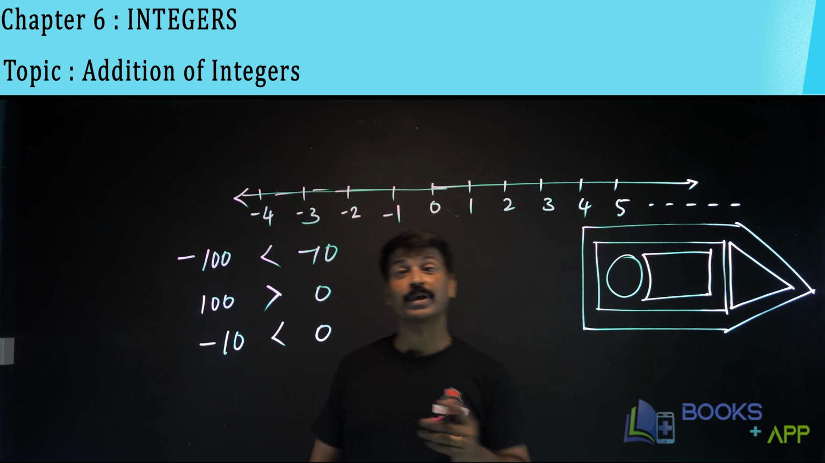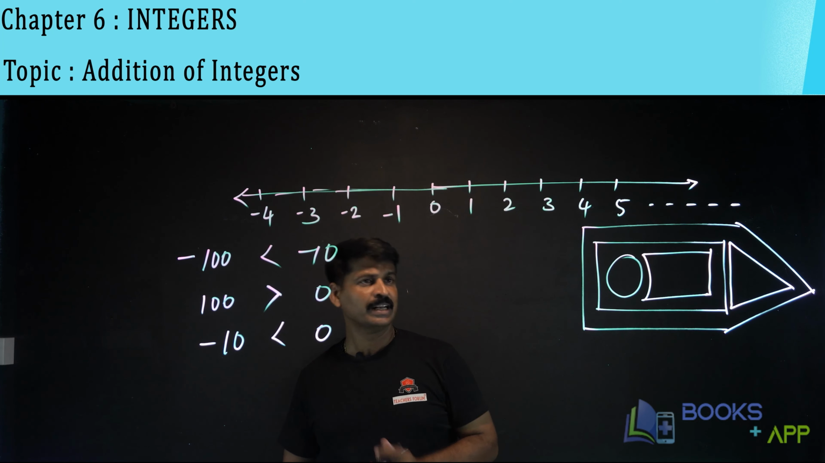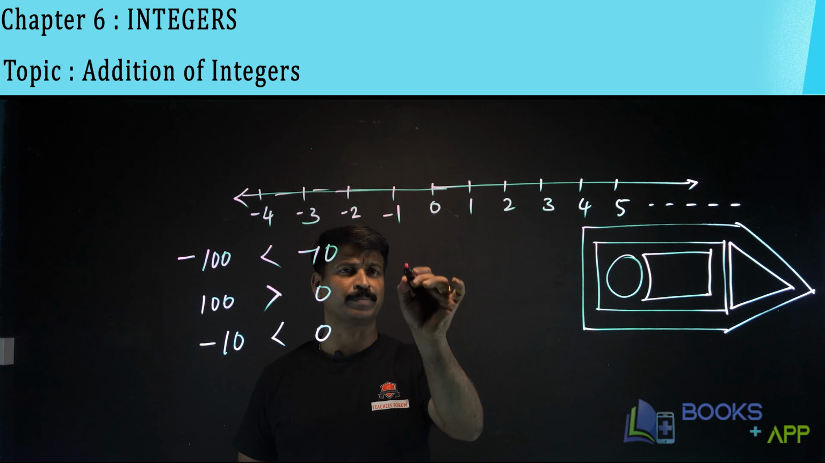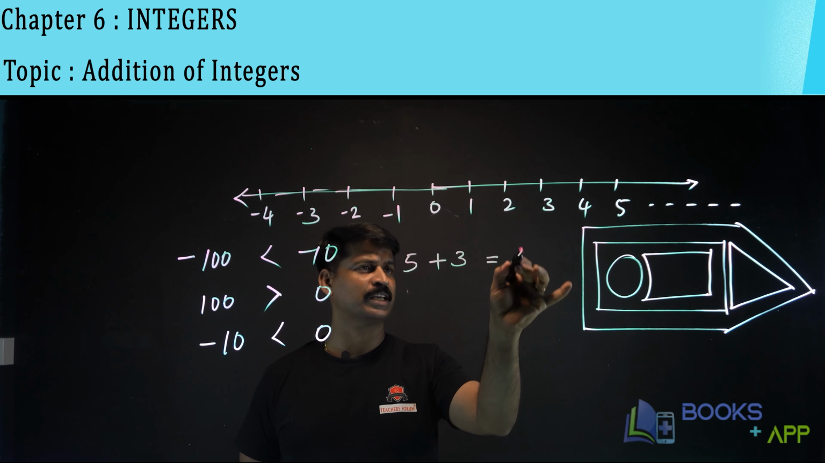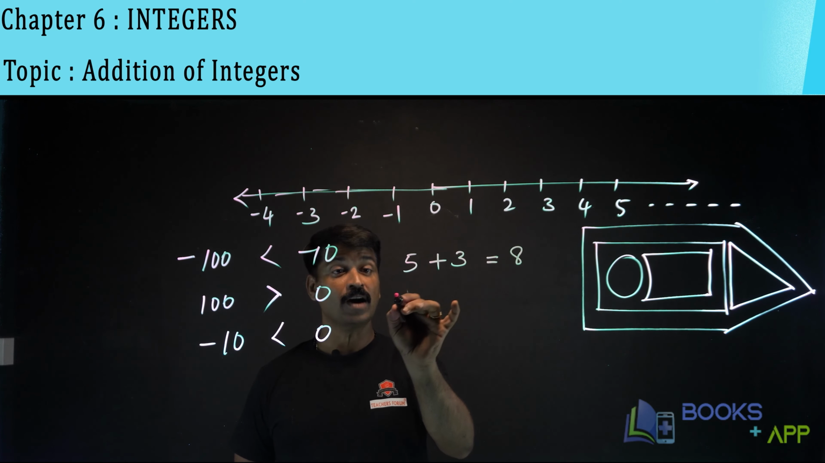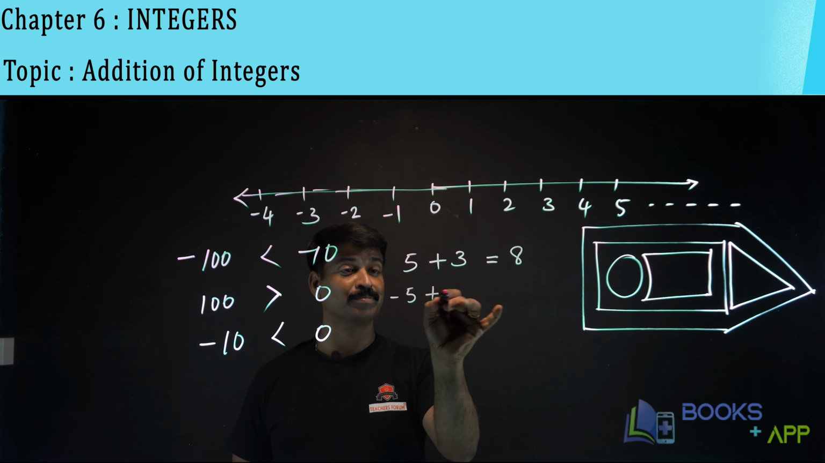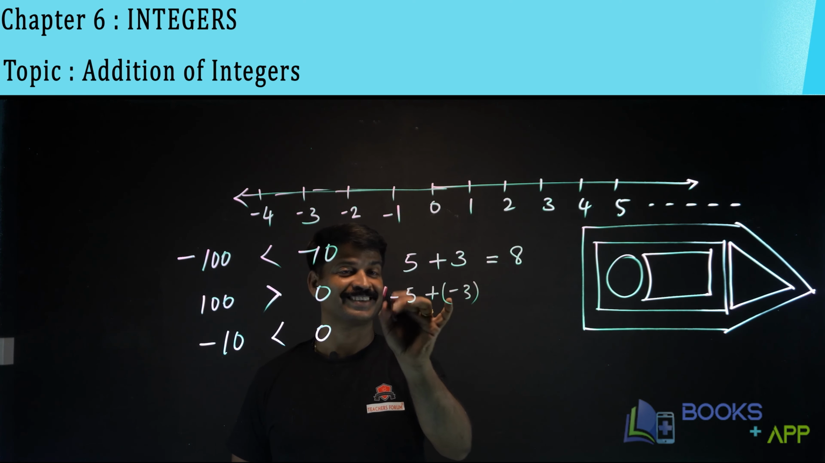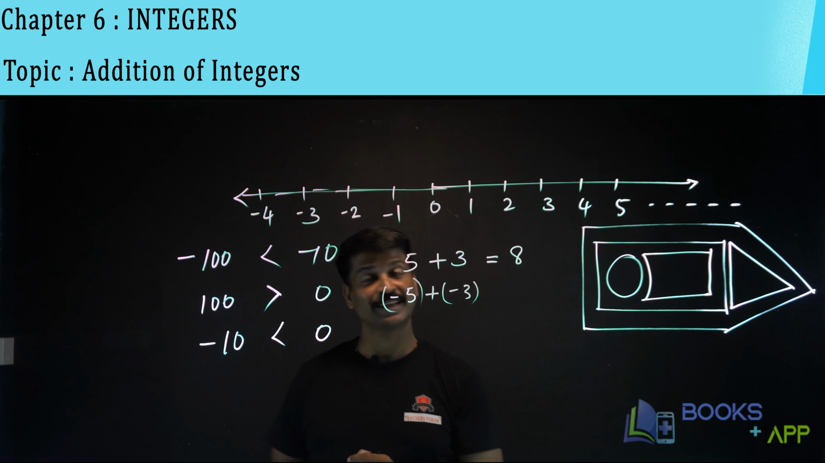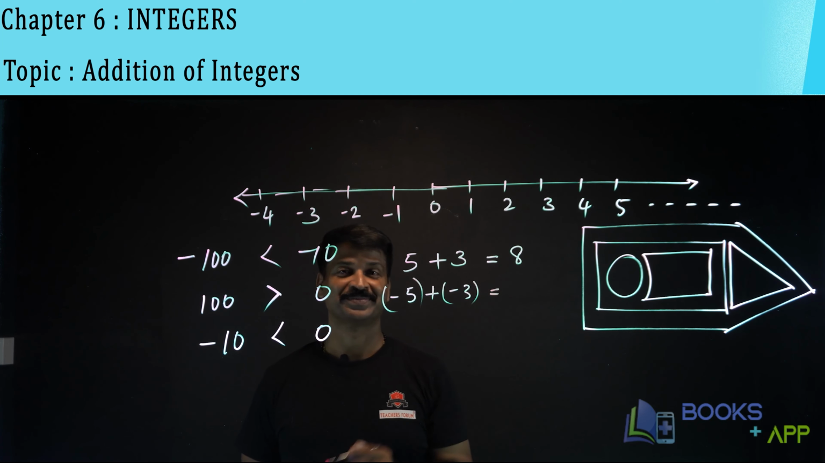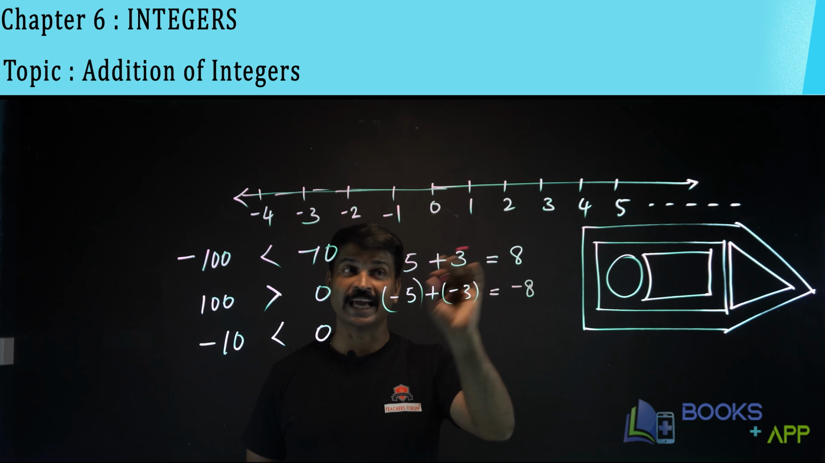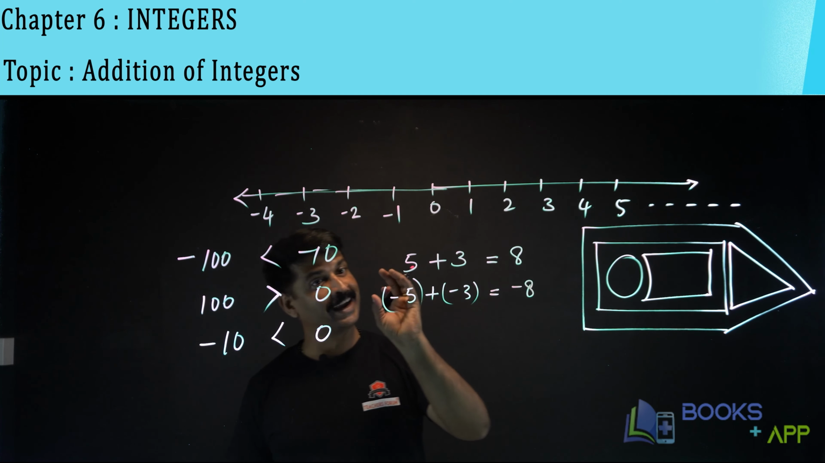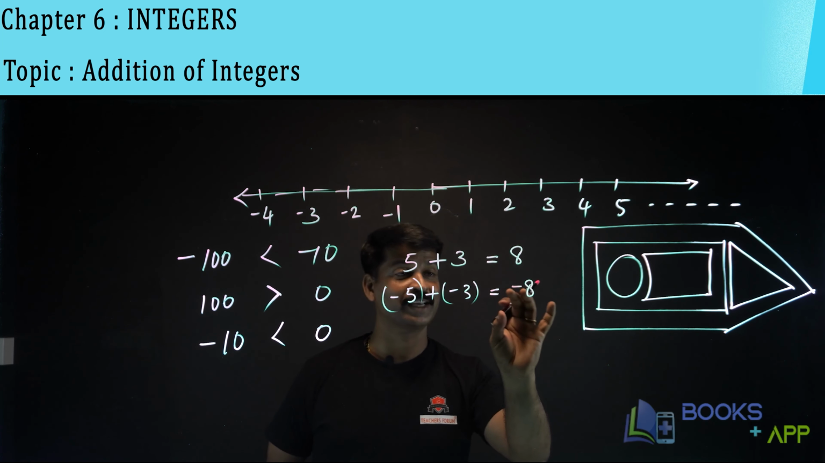Now let us see how we can add integers. What is 5 plus 3? 5 plus 3 is 8. Now what is minus 5 plus minus 3? When you add minus 5 and minus 3, you will be getting minus 8. It is not 8, because 8 is 5 plus 3. When you add minus 5 and minus 3, you will be getting minus 8.